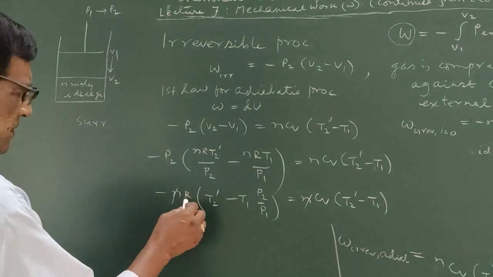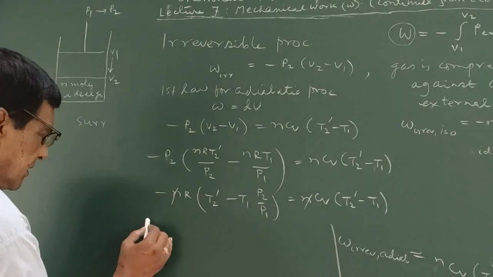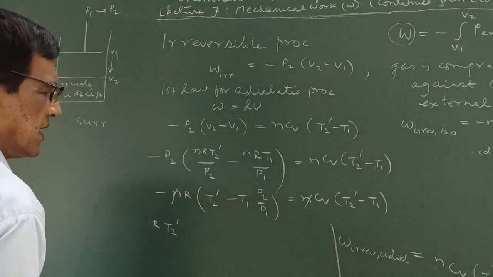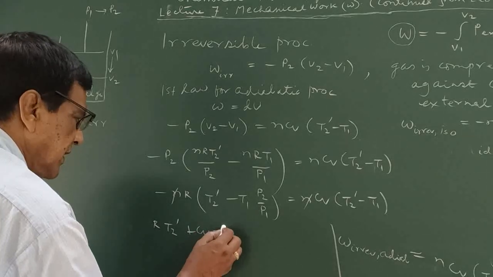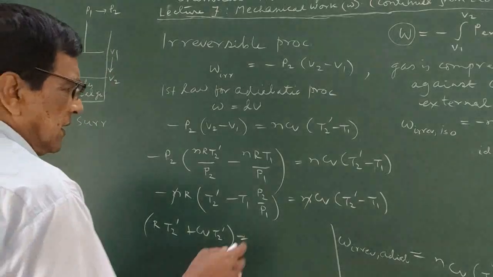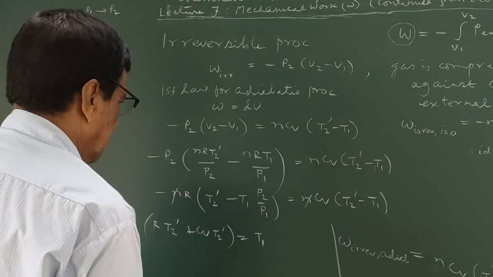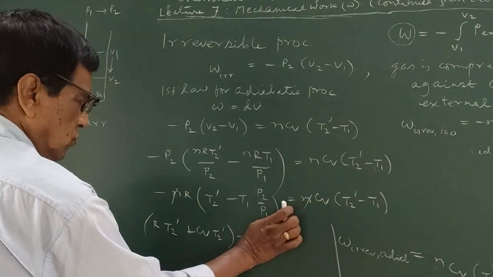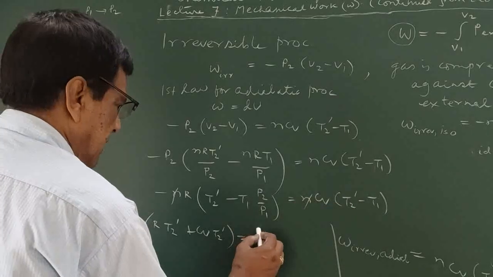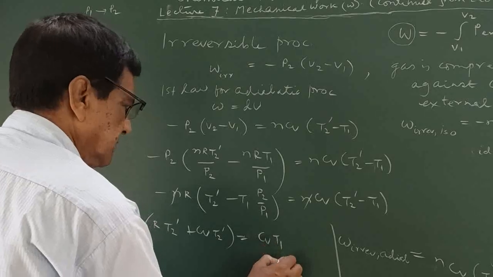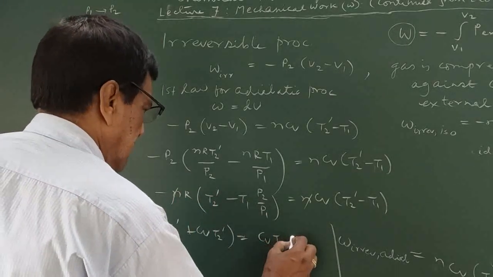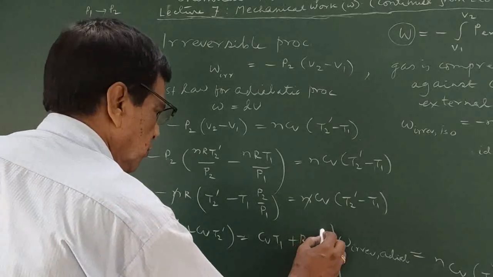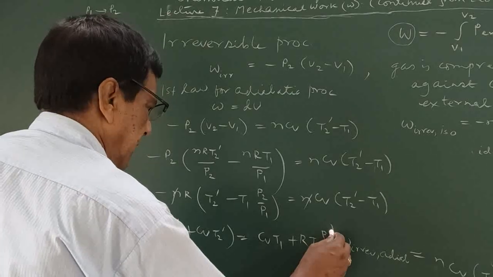Or better, I can also transfer this minus nRT2' here, then R T2' goes here plus, and plus Cv T2' equals, here also T1, R T1 is coming here, minus plus Cv T1, and here minus plus R T1 and P2 by P1, and bracket close.